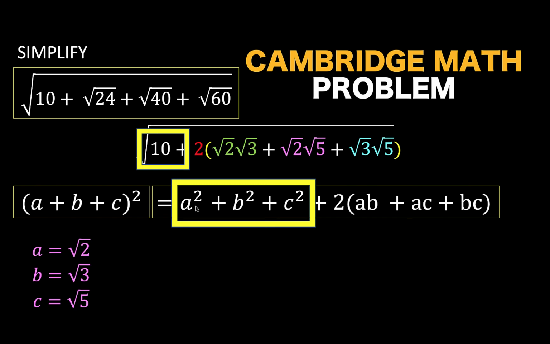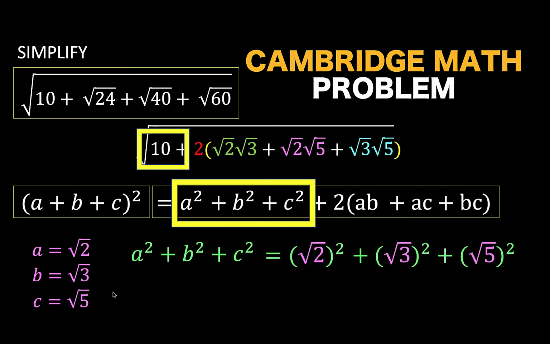So how can we prove that a squared plus b squared plus c squared is indeed equal to 10? That's easy. Let's take this a squared plus b squared plus c squared, and substituting these values for a, b, and c, we arrive at this part. Squaring square root of 2, we get 2. The square of square root of 3 is 3, and the square of square root of 5 is 5. And 2 plus 3 plus 5 is equal to 10. Notice now that a squared plus b squared plus c squared is indeed equal to 10. So this box part here equals that box part on top.